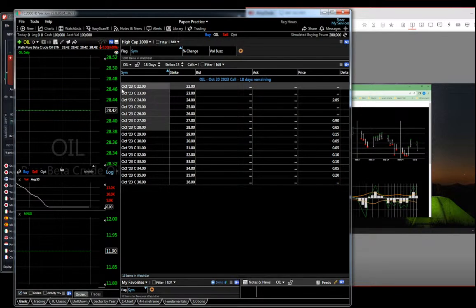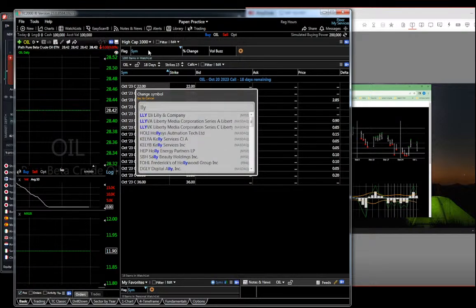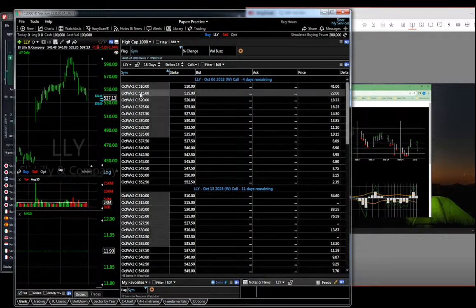Let's see, right there, and LLY. Save. Okay, so now we have that. Now let's put it up in here. LLY. There we go. So you can see here, there's Eli Lilly, $537 a share. We're looking at 18 days out. We can go further. Let's put you up on the chat line so I can see.